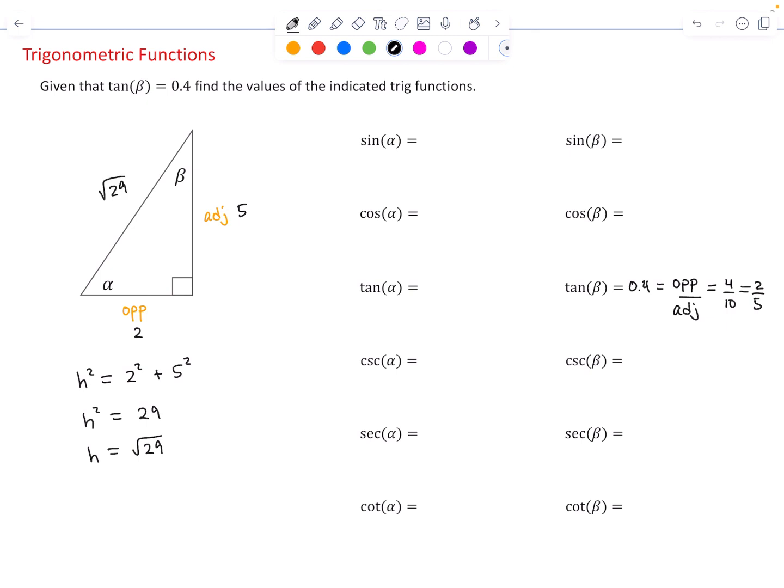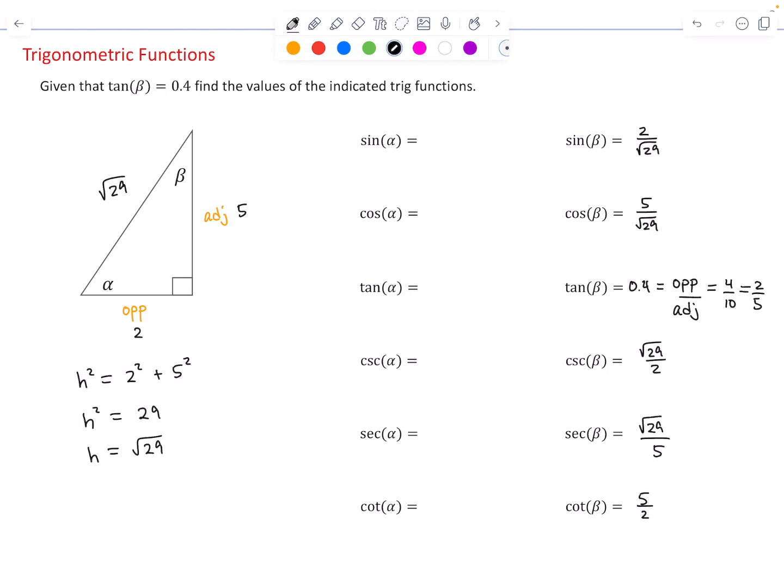And now we have a complete triangle that we can find all 6 trig functions for each angle, alpha and beta. Let's go ahead and do beta first, since we're already focused on it, and we have the opposite and adjacent correctly labeled relative to beta. So the sine of beta will be the opposite, which is 2, divided by the hypotenuse, which is radical 29. The cosine of beta will be the adjacent, 5, divided by the hypotenuse, radical 29. And once we have these first 3 trig functions, the remaining 3 for this angle are just their reciprocals. The cosecant of beta is radical 29 over 2, which is the reciprocal of sine beta. The secant of beta is radical 29 over 5, which is the reciprocal of cosine beta. And the cotangent of beta is 5/2, which is the reciprocal of tangent beta.